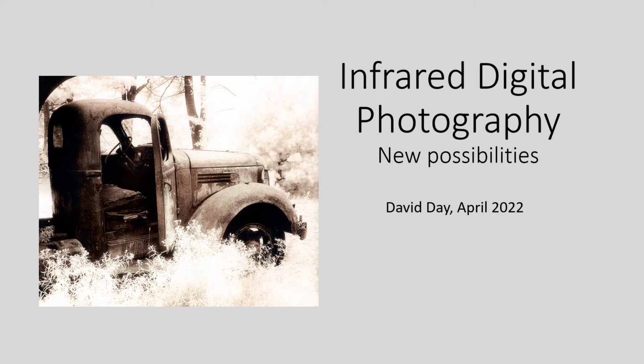Welcome to my workshop on infrared digital photography. The image on this slide was taken about 30 years ago using traditional 35mm infrared film. It is printed on Ilford sepia matte paper. This image is a good place to start as it shows the detail and flow of foliage into creamy whites that was possible with traditional film infrared techniques.